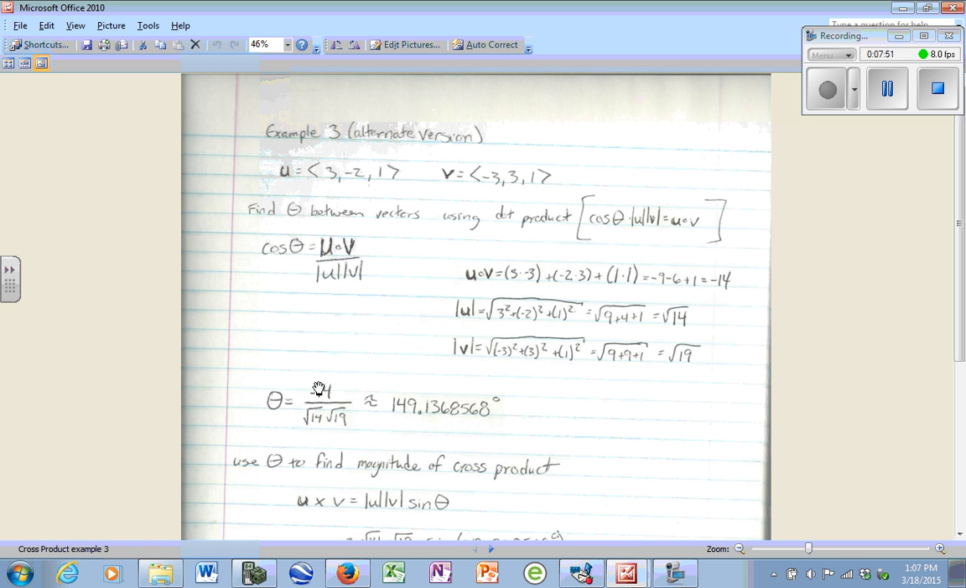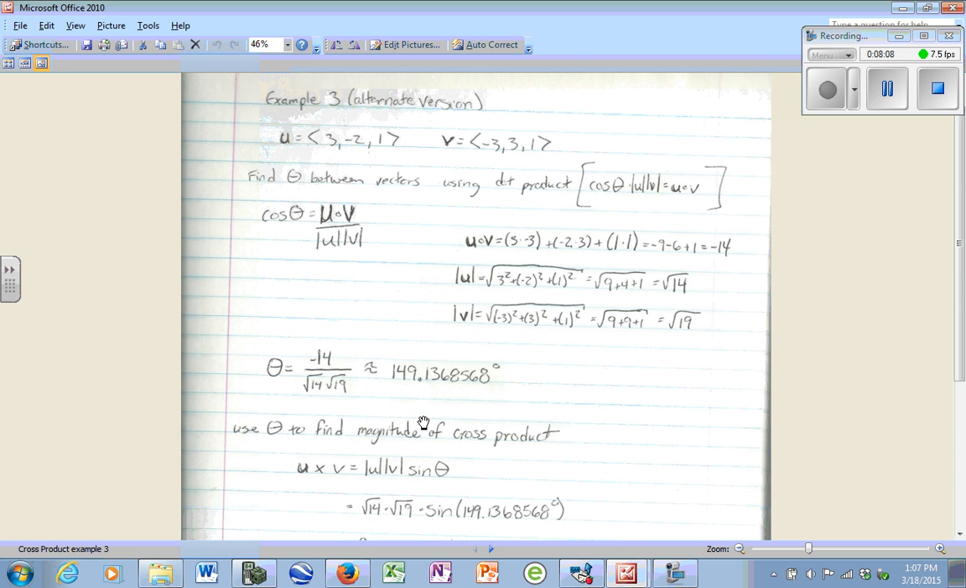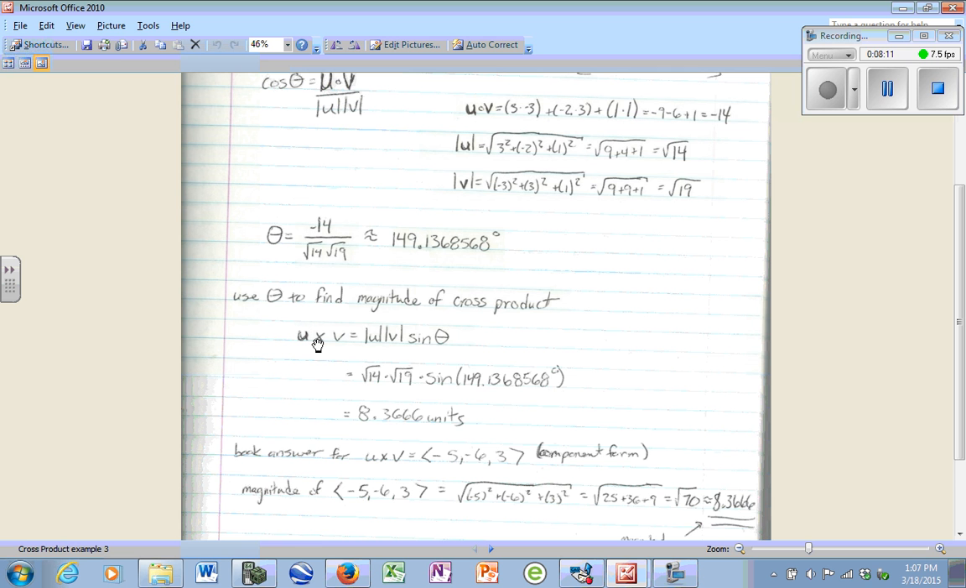So dot product over the magnitudes, I take the inverse cosine. I didn't write that in there, but I need to take the inverse cosine of this right here, and again, we get an angle of about 149.1 degrees. So now I've got that, and I can go over to my other definition, the cross product definition, that uses the sine of the angle. I've already determined what the magnitudes of those two vectors are, root 14 and root 19, and now we take the sine of the angle, and we get 8.3666 units.